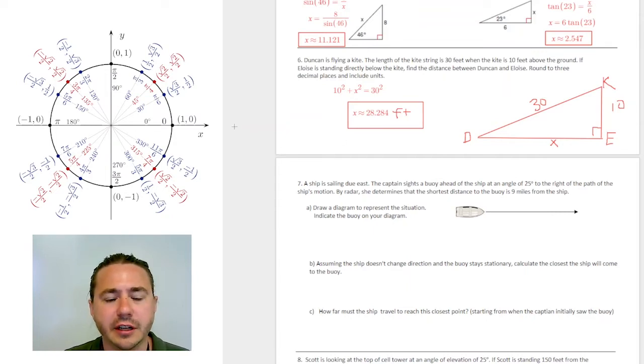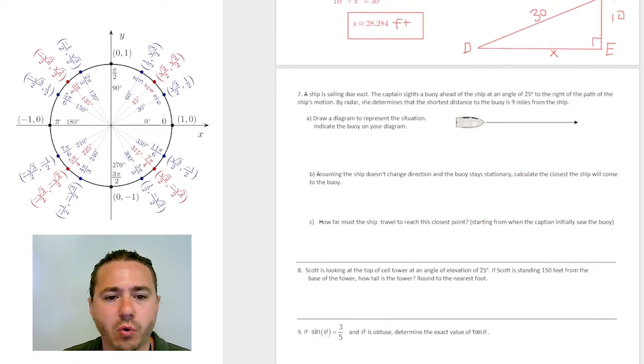So there you go. That's how far Duncan and Eloise are from each other. Let's go to the next page. We got another word problem here.